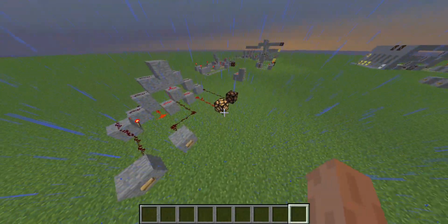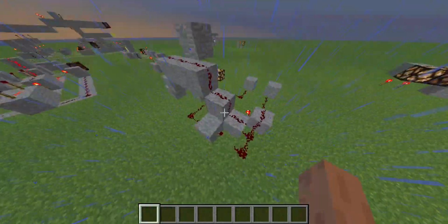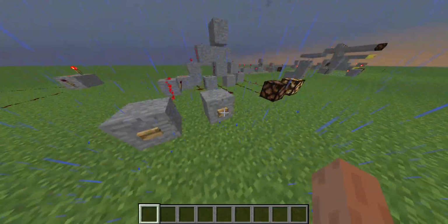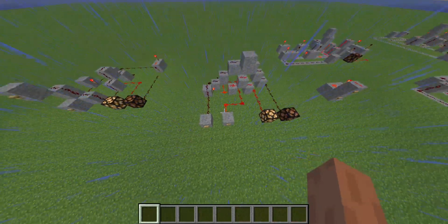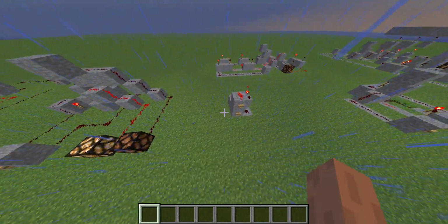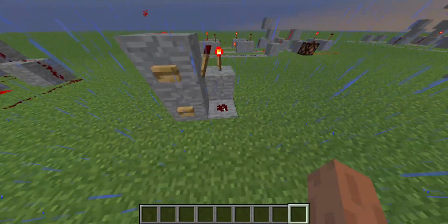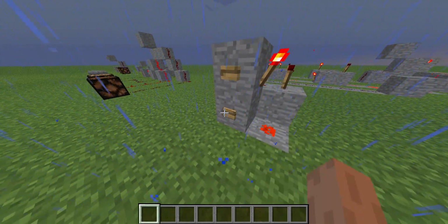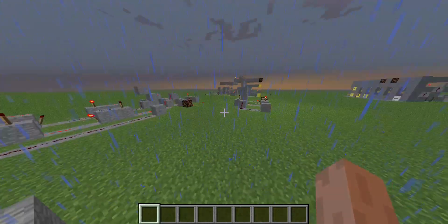Well, you might be saying, what if I have something like this? It's still an SR latch. Two inputs, two outputs, two different things it controls in the circuit. Well, you say, what if I made this compact like this? Well, still, two inputs, two outputs.